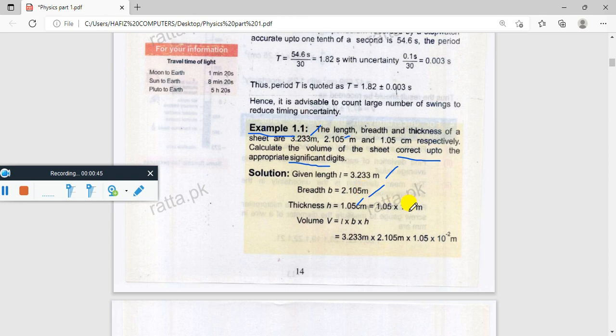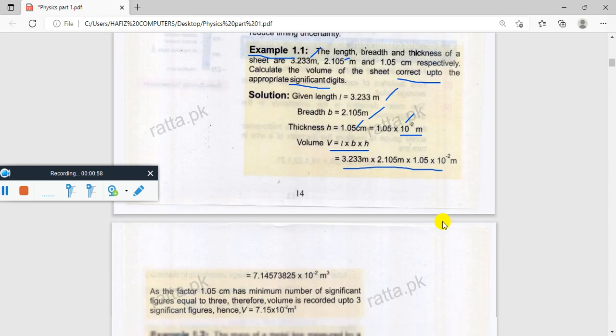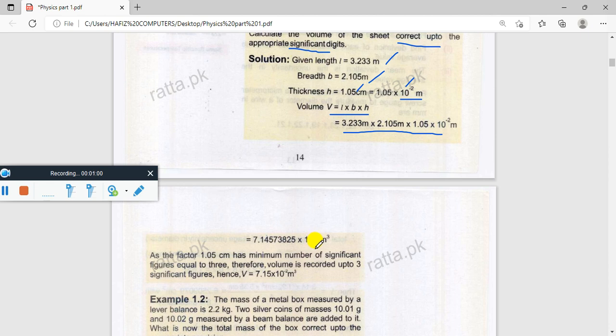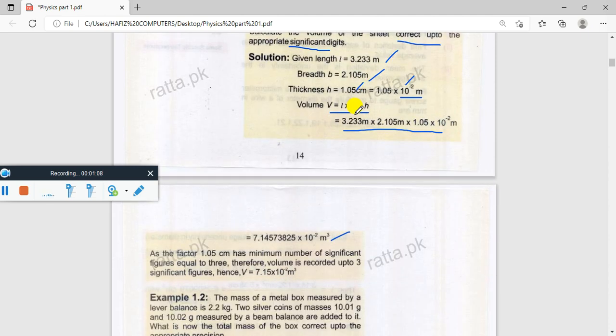Given, we will convert it into meters by dividing it by 100. We know that volume is equal to length times breadth times height. The product will be 7.14 exponent minus 2 meter cube, as we are asked here to report it up to the correct significant figures.